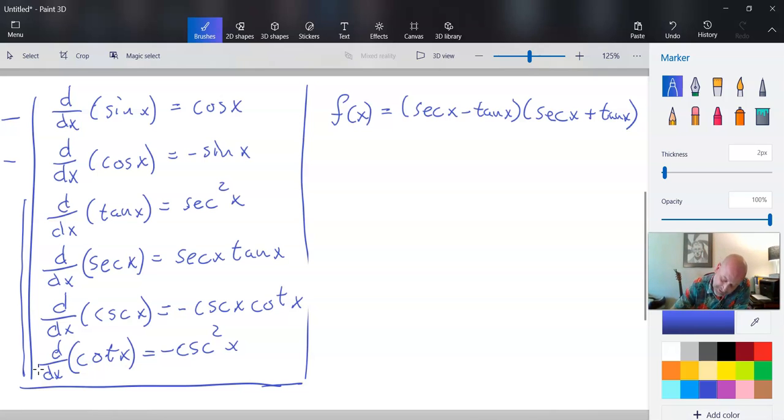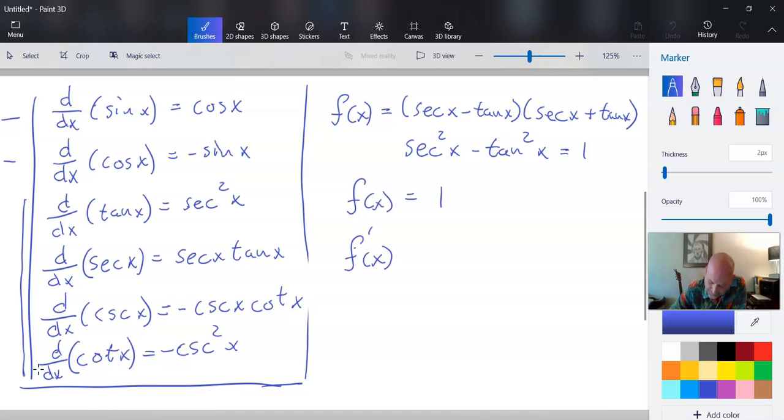Okay, I'm assuming you've paused it. Now, I don't know if you spotted this or not, but if I multiply these two quantities together, what I end up with is secant squared x minus tangent squared x, right? And that's equal to 1, right? That's one of the Pythagorean identities. Secant squared x minus tangent squared x is equal to 1. Well, that means that f of x is 1, which means that f prime of x is 0, and that's it. So if you massage it a little bit, you get it to break down into something really, really nice.